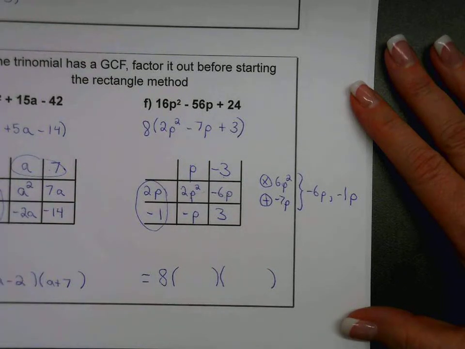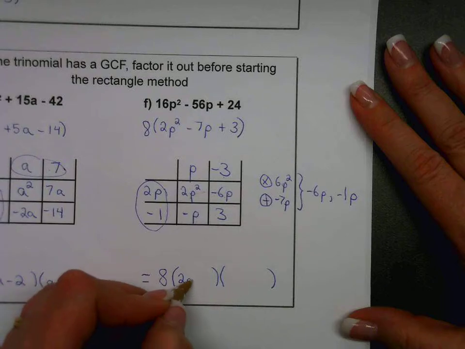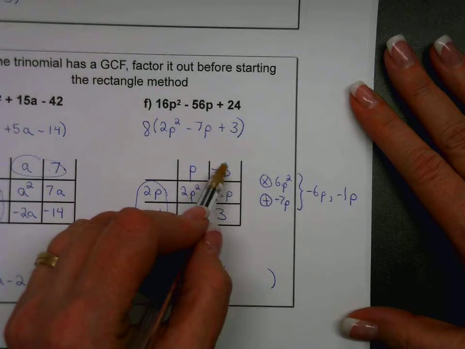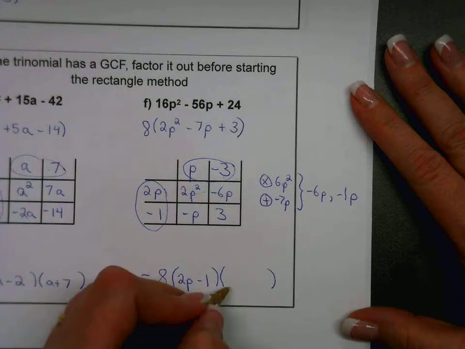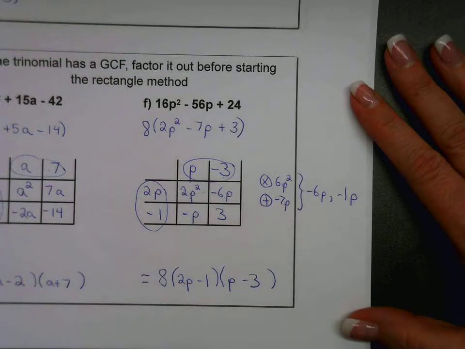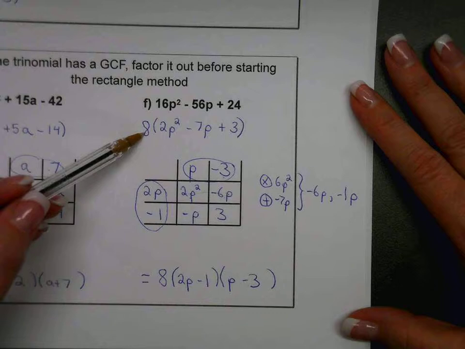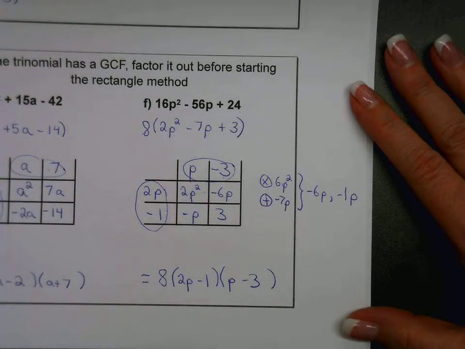Here's one of my binomial factors, 2p minus 1. Here's the other binomial factor, p minus 3, and then I still have to put the monomial factor of 8 in front that I removed at the beginning. Hopefully, with those examples, you understand the concept of factoring trinomials with a rectangular model. Always look to see if you can factor out a greatest common factor first and then go to the rectangular model.